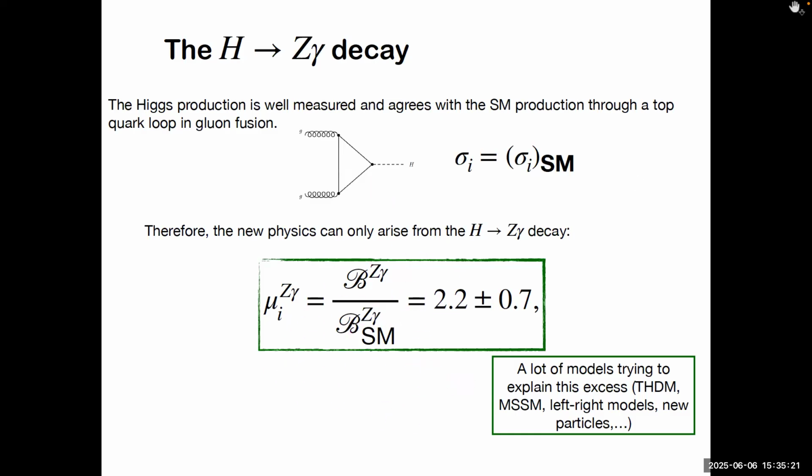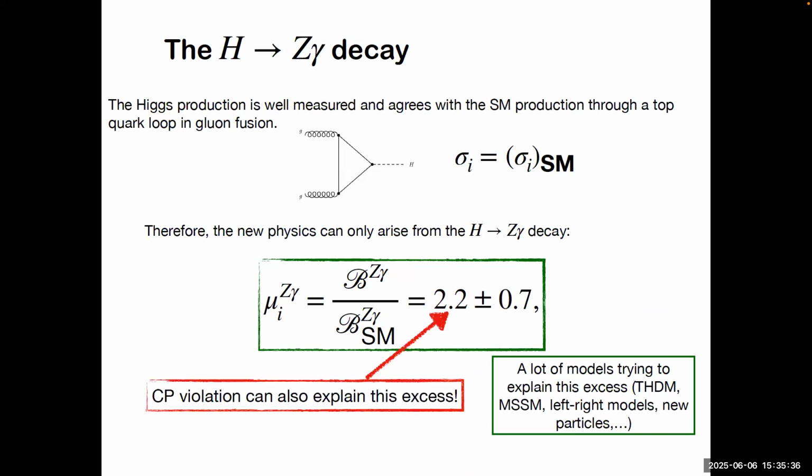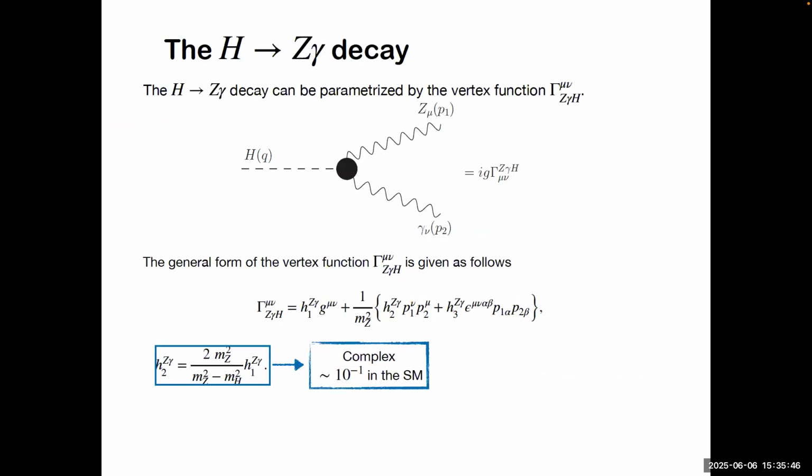And a lot of models are trying to explain this result. For instance, two Higgs doublet models, supersymmetric models, left-right models with new particles. But what we are trying to explain here through CP violation is this result. The question now is, how can we introduce the CP violation in this process? I can describe the process through the following effective Lagrangian.